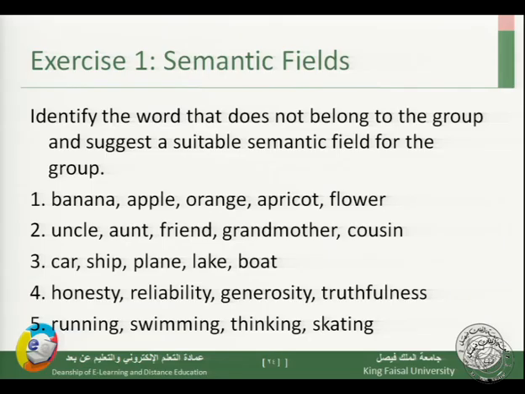Two, uncle, aunt, friend, grandmother, and cousin. All right, we can say friend doesn't belong, and all the other words belong to the semantic field of relatives. So relatives: uncle, aunt, grandmother, and cousin, but friend doesn't belong in this semantic field.